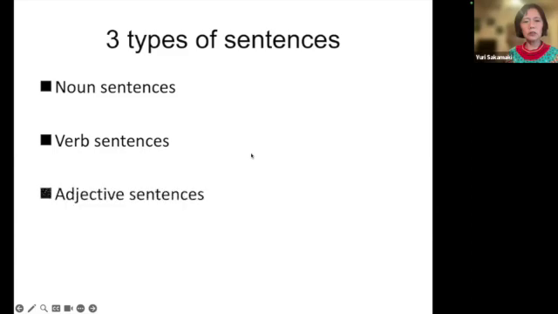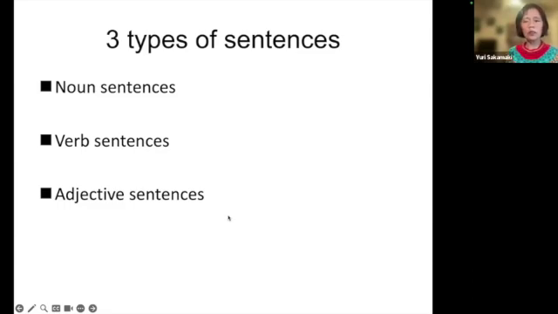And the third sentence type is adjective sentences. Adjectives are the words that explain nouns better. So a big dog, or white shoes. These words like white or big are adjectives. And you can say, these shoes are new. That might be an example of adjective sentences. So you get to learn how to say those things.